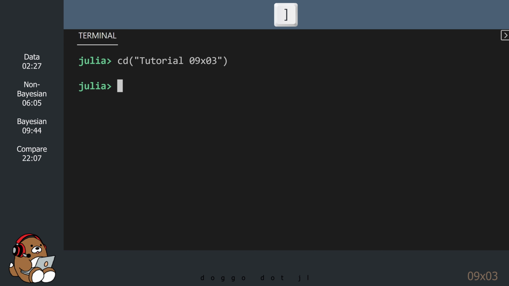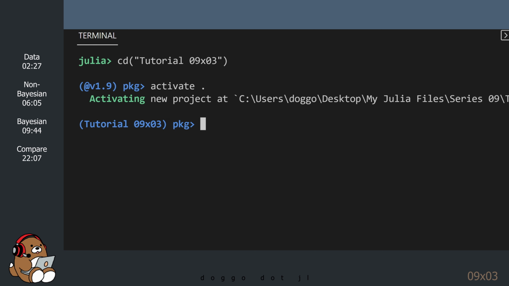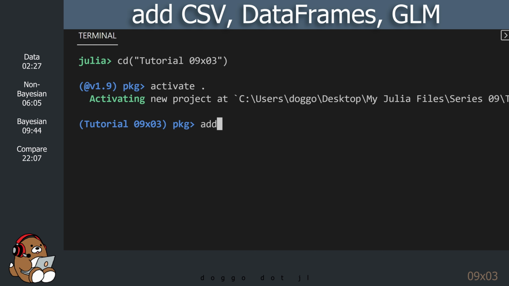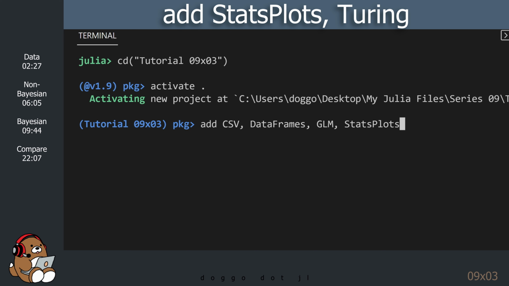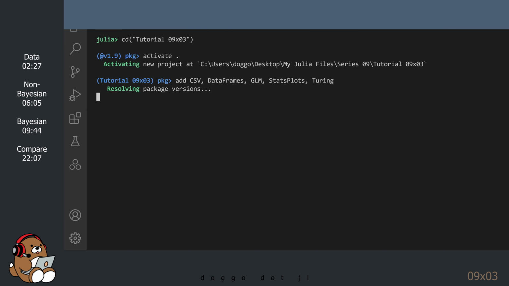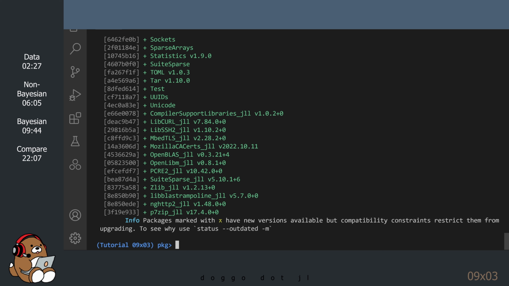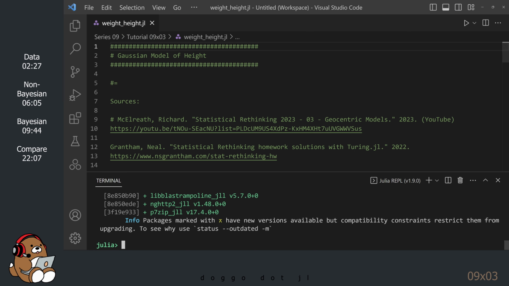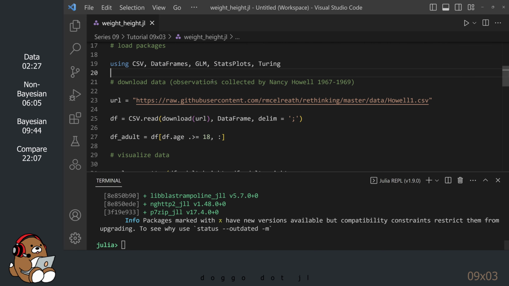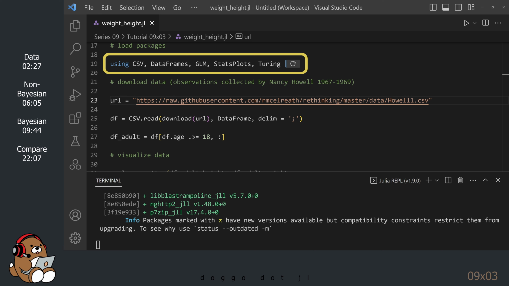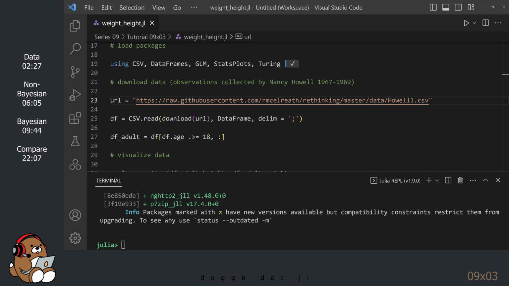Enter the package manager by using the closing square bracket. Activate the tutorial directory. Add the following packages: CSV, DataFrames, GLM, StatsPlots, and Turing. Exit the package manager by hitting backspace. In the editor, execute the code to load the packages. Okay, now that we have our packages loaded, let's download some data.